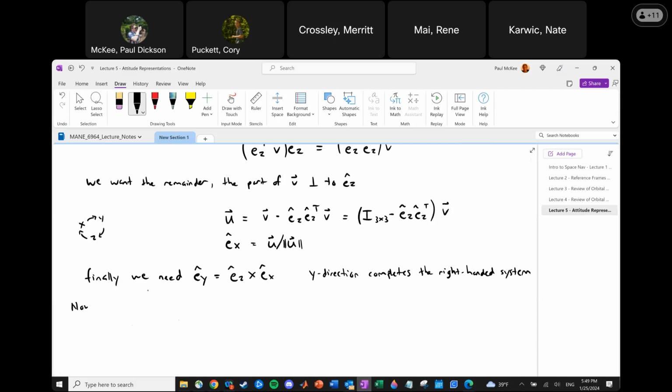Now we can construct the matrix T from the Mars-centered Mars-fixed frame to the LVLH frame is EX transpose, EY transpose, EZ transpose. So you can think of these as being wide vectors rather than tall vectors.